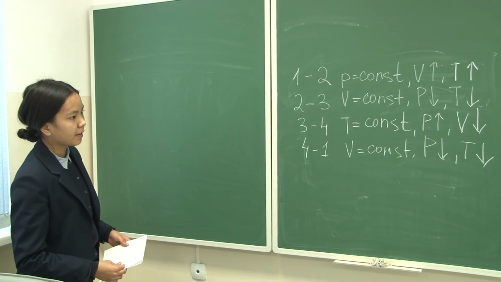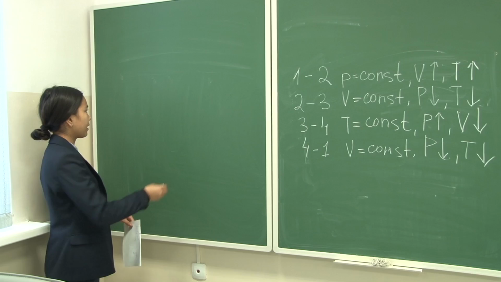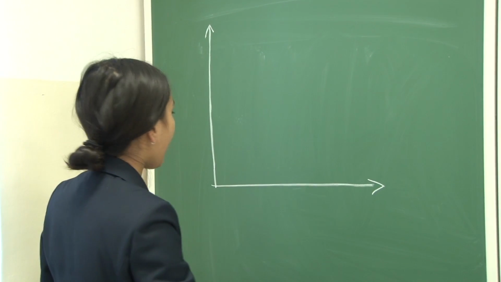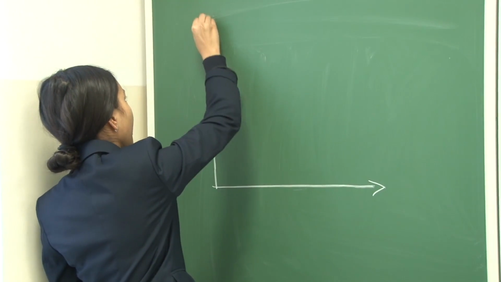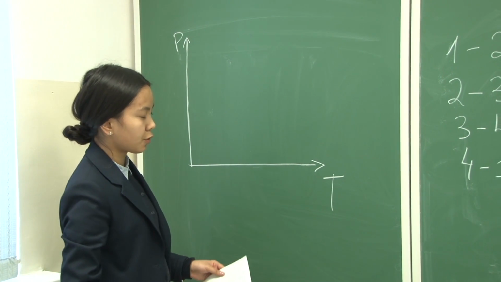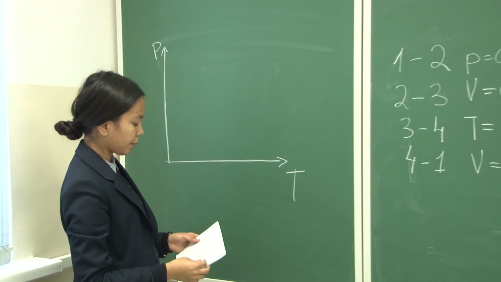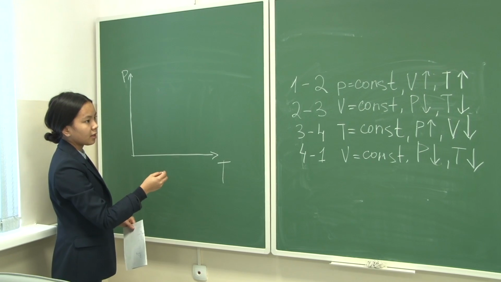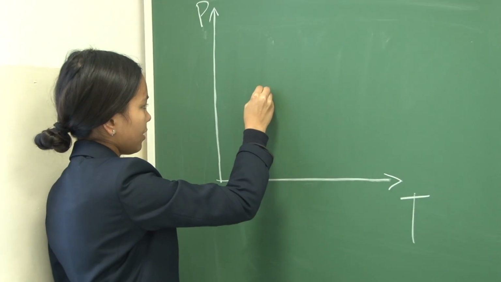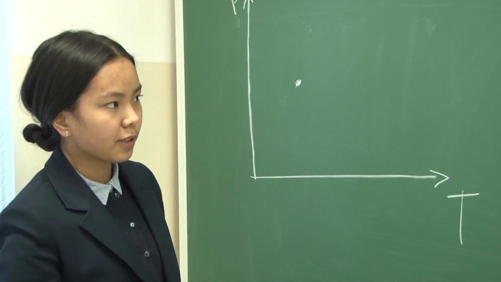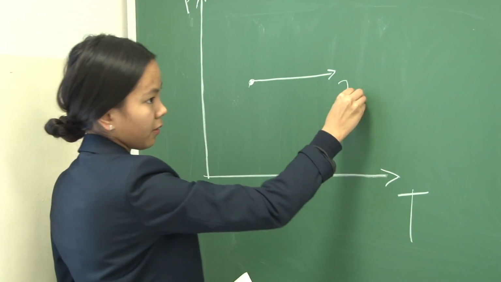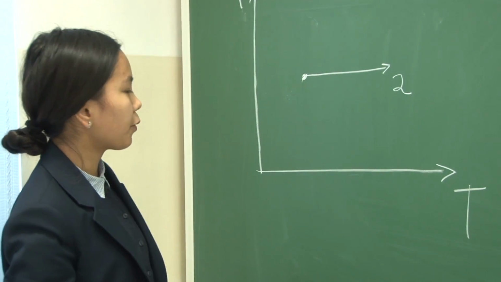Now let's redraw the PV diagram into a PT diagram. On the y-axis we put pressure, and on the x-axis we put temperature. So let's consider the first process, 1 to 2, when pressure is constant. When pressure is constant, temperature will increase. So we can start our graph from random dots. Let's put this. When pressure is constant, temperature increases and volume increases too.